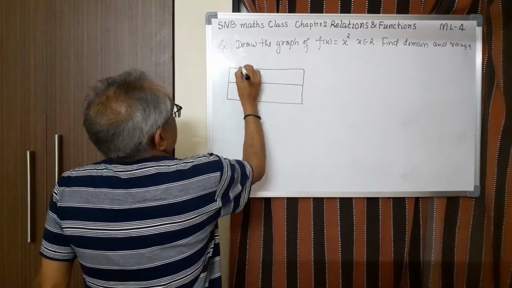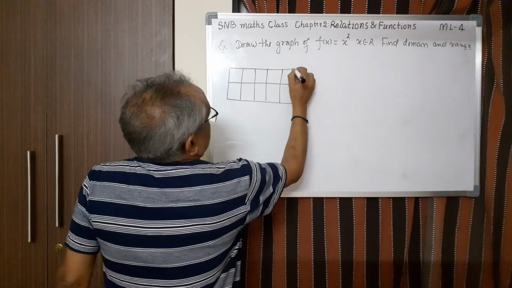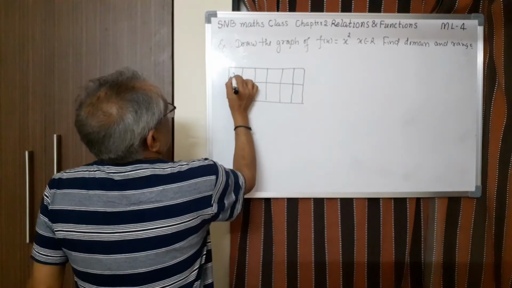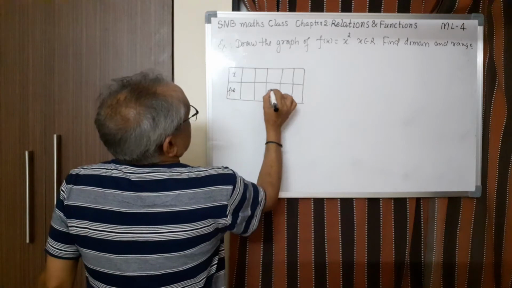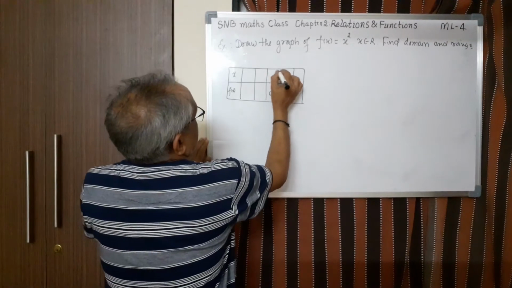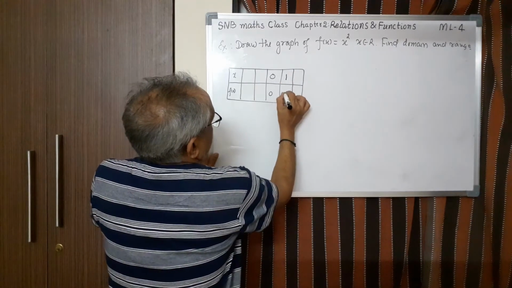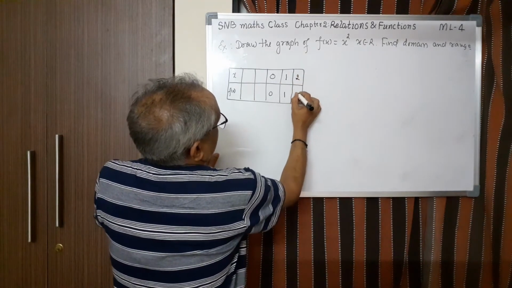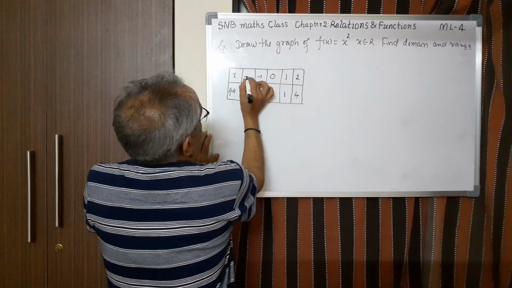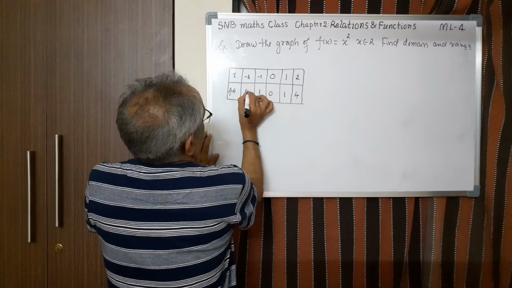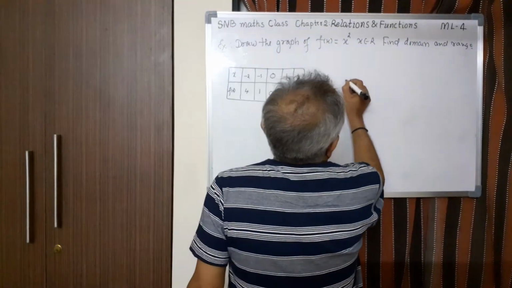So let us take a few values. I will take x and f of x. I will take 0. 0 square is 0. I will take 1. 1 square is 1. I will take 2. 2 square is 4. Here also I will take -1, but -1 square is 1 only. -2 square is 4 only. So I have taken 5 values. Now let us draw the graph.